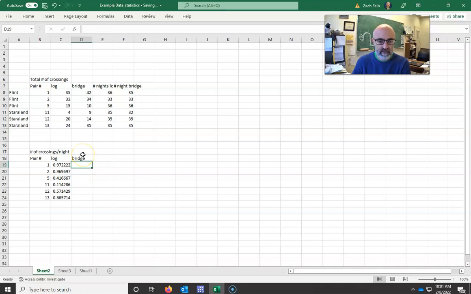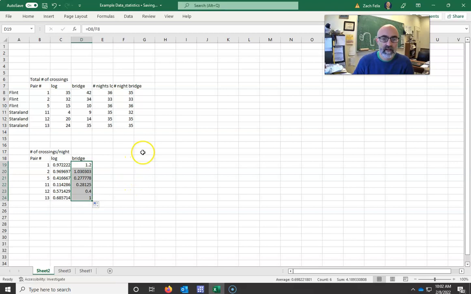Okay, bridges, we want to do the same thing. We want to adjust these numbers for those numbers. So we're going to say equals what? Equals 42 divided by 35, enter. So more than one animal per night, which again, 42 divided by 35, I don't know exactly what it is, but it's going to be more than 1.2.